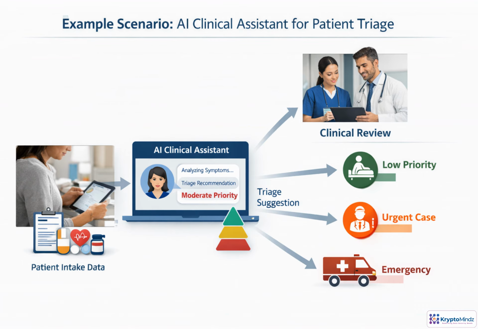For example, imagine a patient submits symptoms before an appointment. The AI summarizes the intake, checks relevant history, and suggests how urgent the case may be. That can speed routing and reduce clinician workload. But the system is not making the medical decision. Nurses or physicians review the recommendation, using patient data under strict access, privacy, and audit controls.